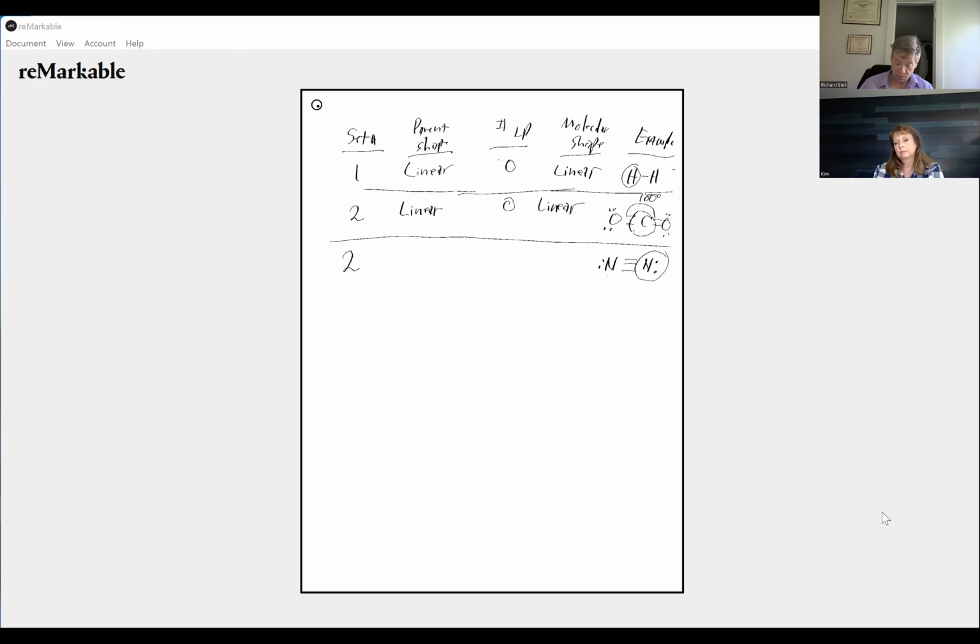If the set number is the same, the parent shape is always the same. So this is linear. See, all molecules are linear. I'm kidding. Anyway, this is still set number 2, so this is still linear. But now we have 1 lone pair of electrons.